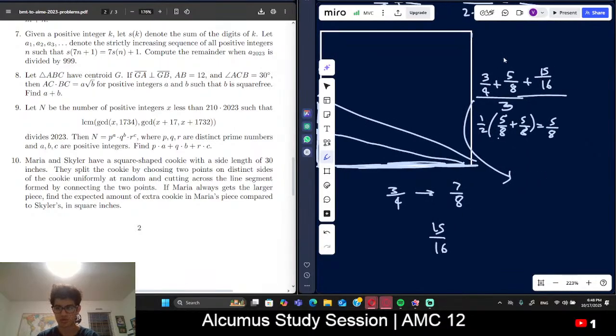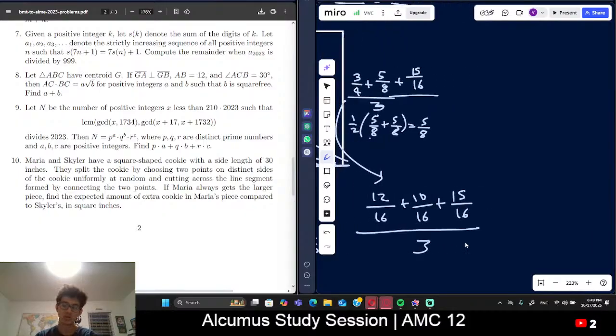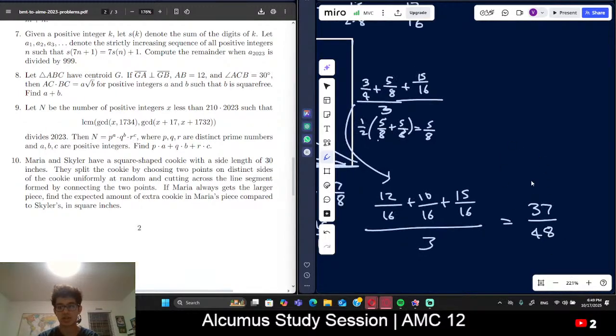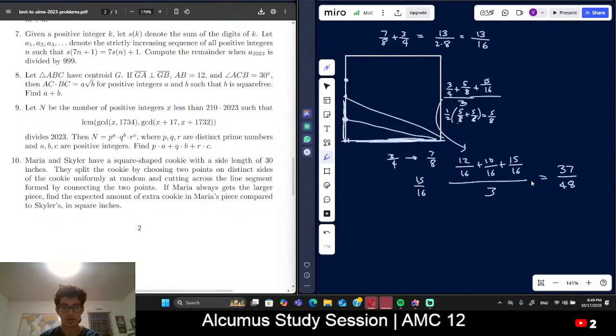bit of maybe algebra. So let's get a common denominator. 12 over 16 plus 10 over 16 plus 15 over 16, all divided by 3. Let's see, so that's 37 over 48. Not looking too good in terms of the calculations, but so if it's 37 over 48, how much extra of the cake are you getting here?